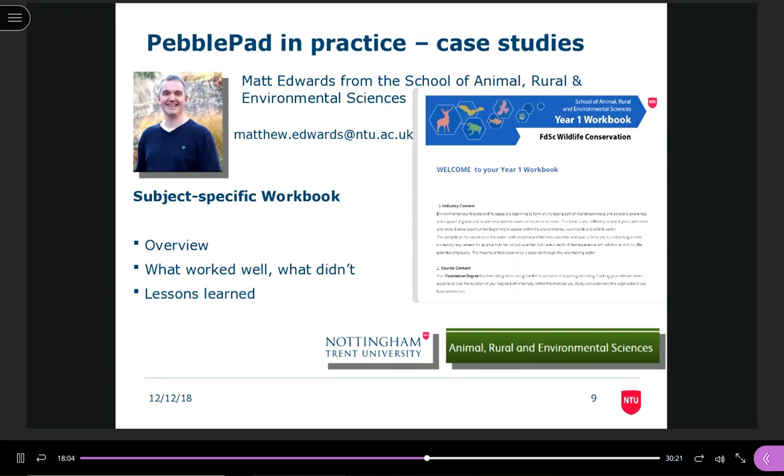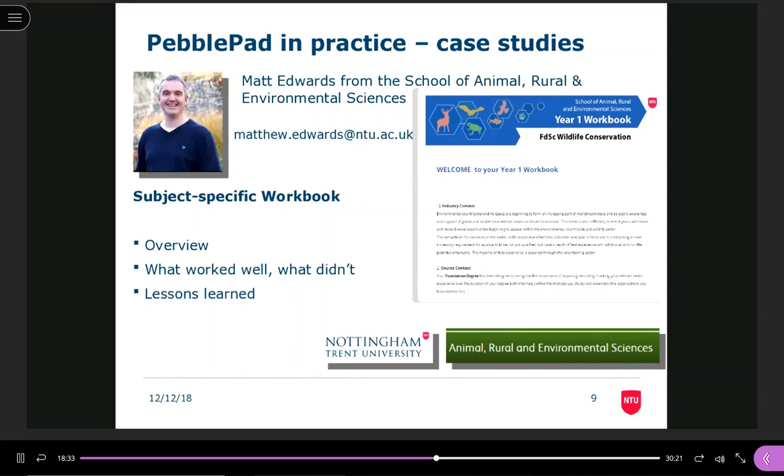So this is our agricultural campus out in beautiful Southall, if you've ever been there. And Matt and his team have been using PebblePad for a little while. They came to it independently before the university took on a license. And he's got several subject-specific workbooks, which he's been using with foundation degree students and also now with his BSc students as well. So they're kind of rolling this in.